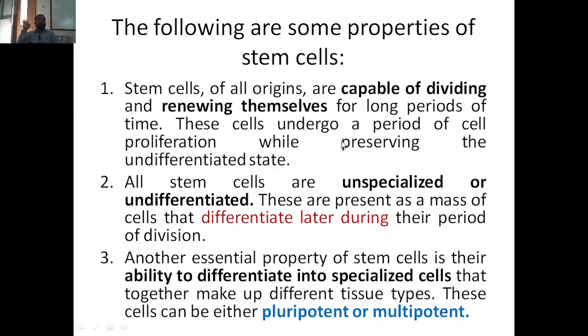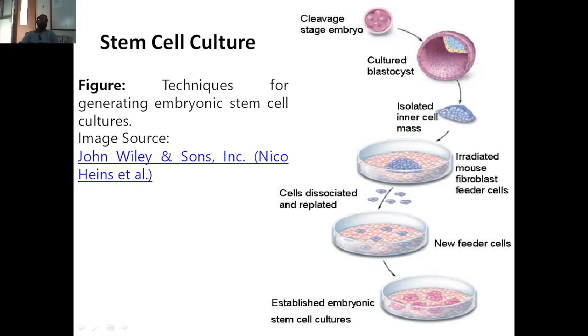So these are the three different properties of stem cells. What is what? Capable of dividing and renewing themselves. Second one is unspecialized or undifferentiated cells. After differentiation, they will give you the specialized cells. Okay, so ability to differentiate into specialized cells with different tissue types, and we can have two types, pluripotent and multipotent. This is exactly how the stem cell culture looks like.